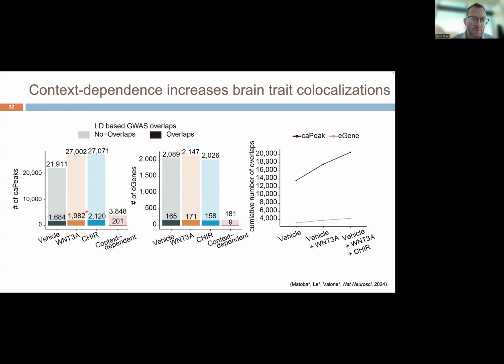Some of them are context dependent, meaning that their function is revealed in the context of Wnt signaling. If we add Wnt signaling, or two different types of Wnt signaling, we get increased numbers of colocalizations. This suggests that as we increase stimulation states, we're going to be better able to explain eQTLs or caQTLs underlying risk for psychiatric disorders.